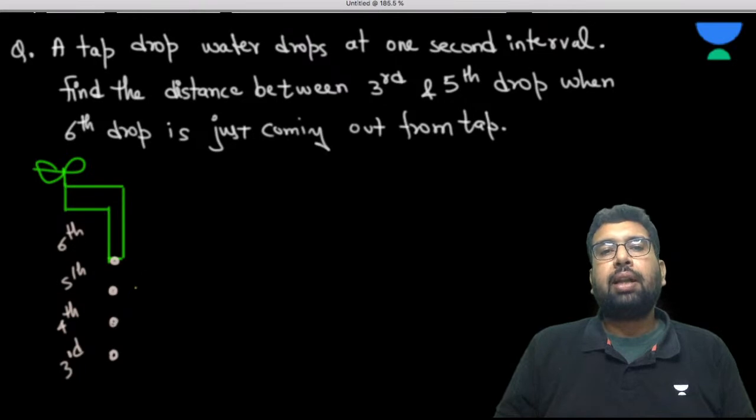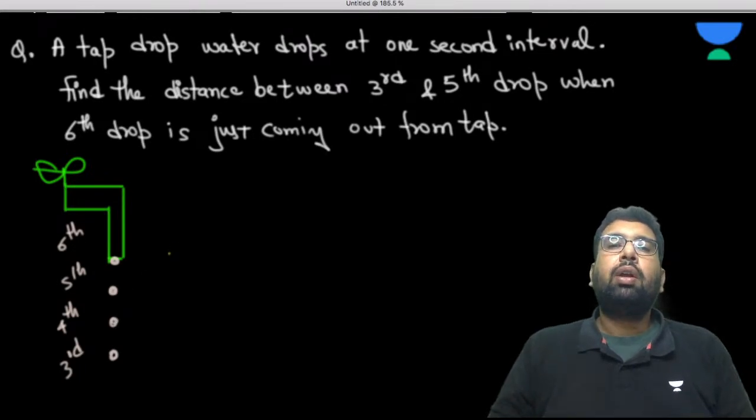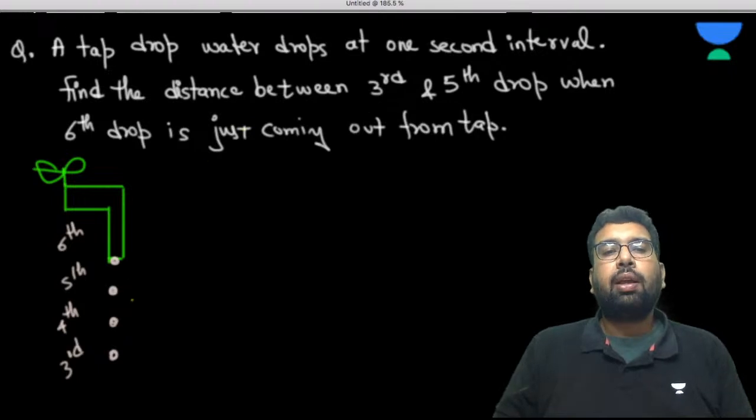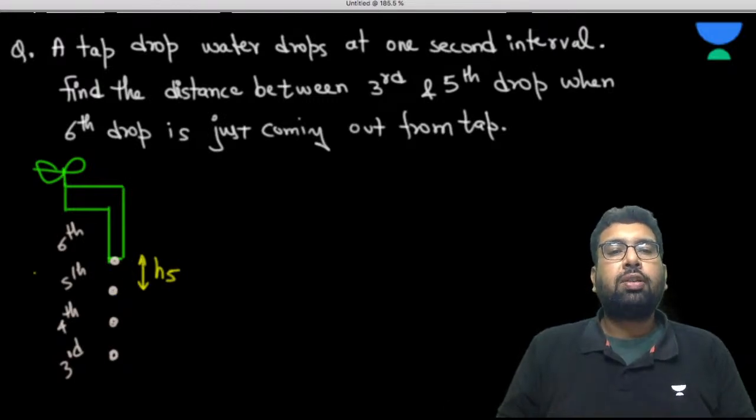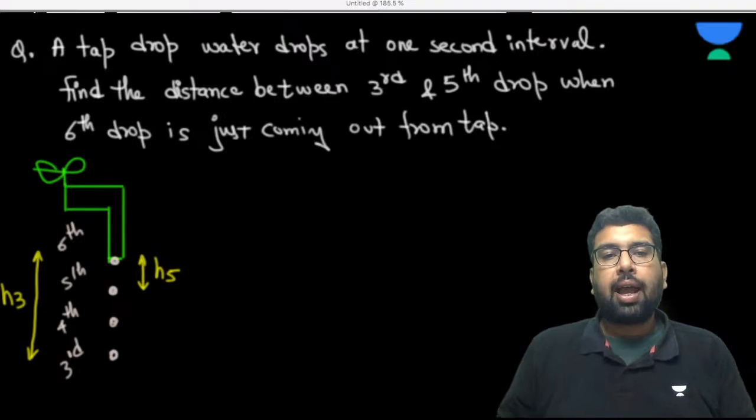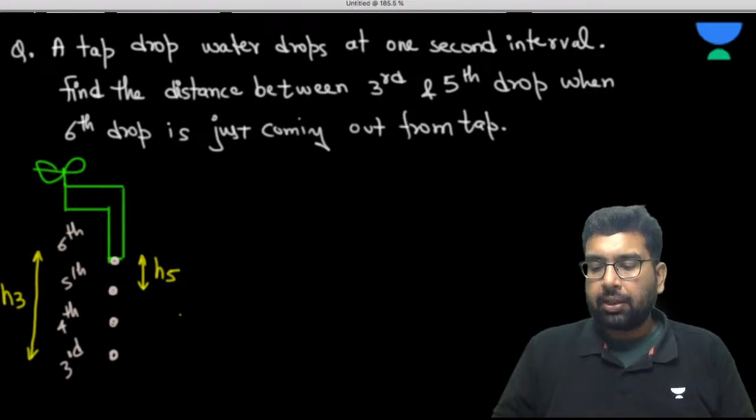So now please understand this. What information is given? Find the distance between the third and the fifth drop. Now if I say this is the distance from the tap to the fifth drop, let's suppose this is H5, and to the third drop it is H3, right? So they are asking you H3 minus H5.